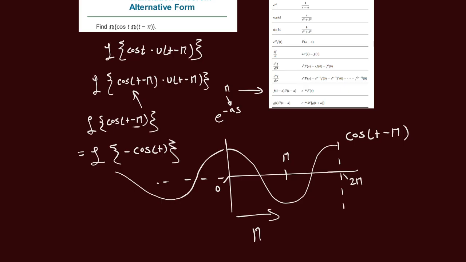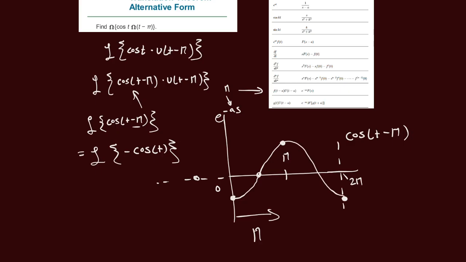So this maximum point gets shifted to here. This minimum point gets shifted down to here. What else? This 0 point gets shifted down to here. Wait, no, sorry. Not the 0 point, sorry. This minimum point gets shifted down to here. That's what I meant, sorry. This 0 point just gets shifted down to here, so it's still at the same position. And it starts looking something like this. So that's pretty much minus cos of t. Alright?